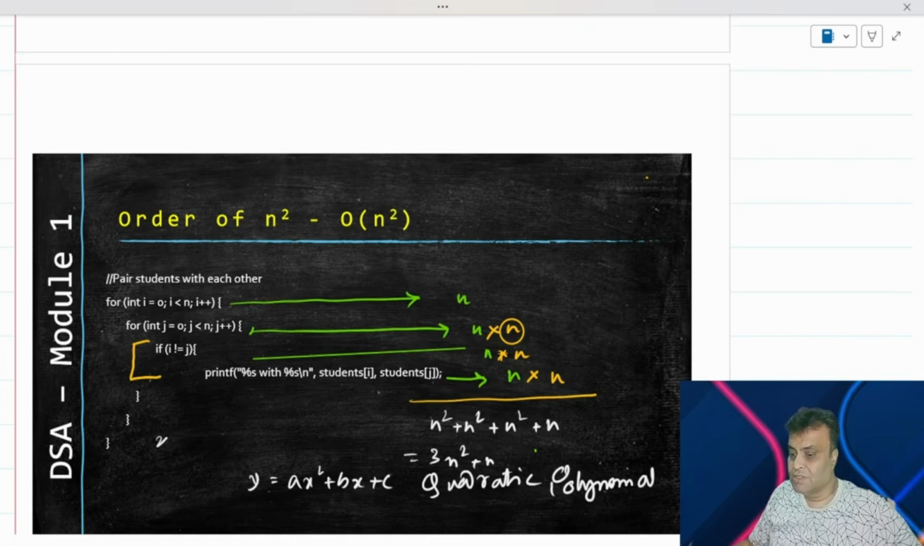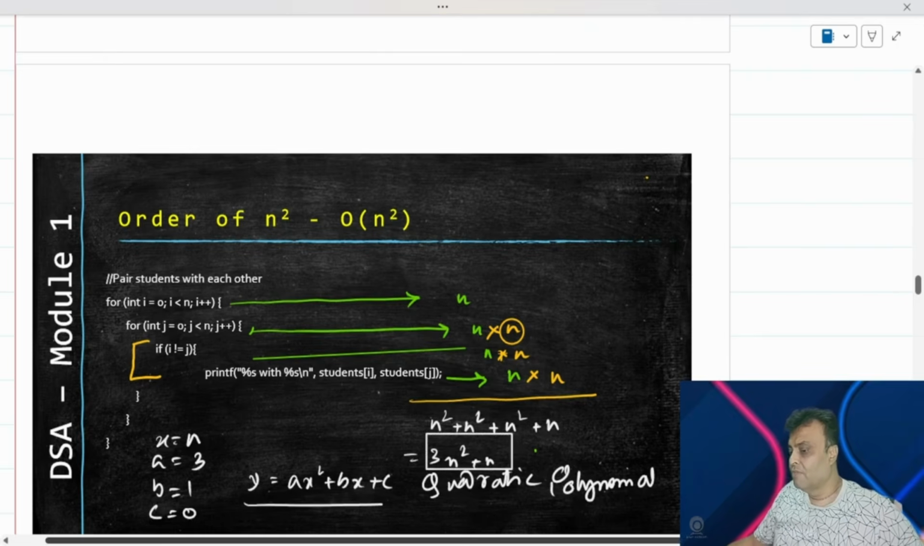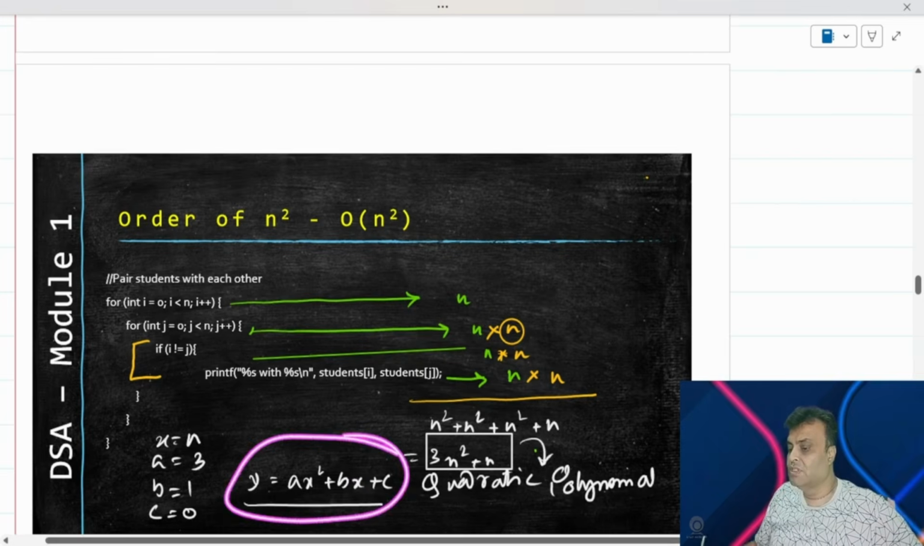So what is x? X is equal to n. What is a? A is equal to 3, right? And what is b? B is equal to 1, because you don't have anything with n. What is c? C is equal to 0. So that is how you have defined y equal to ax square plus bx plus c as 3n square plus n. So this 3n square plus n represents a quadratic polynomial in the same universal format as y equal to ax square plus bx plus c.